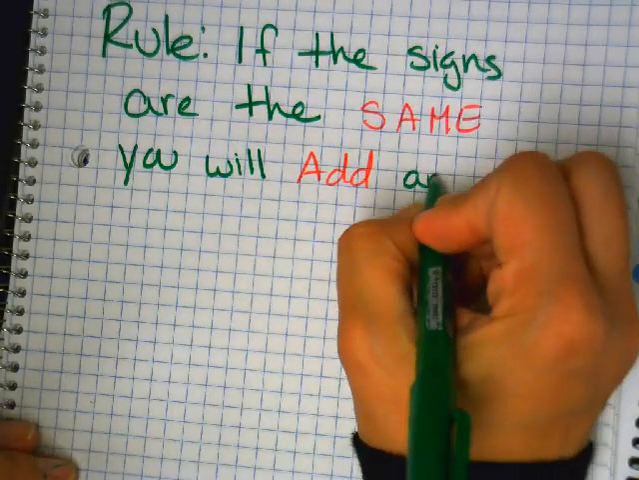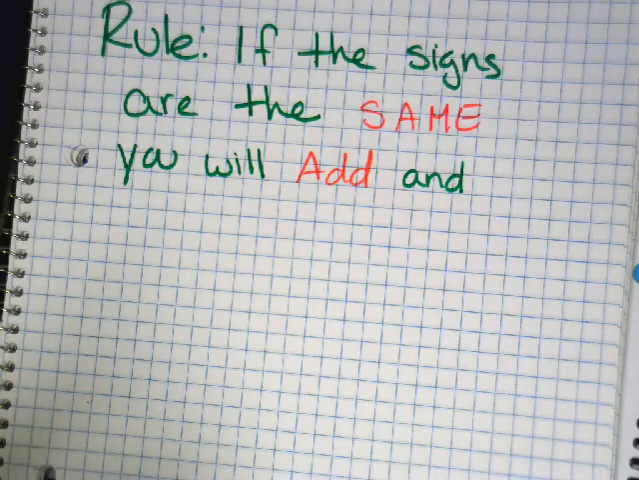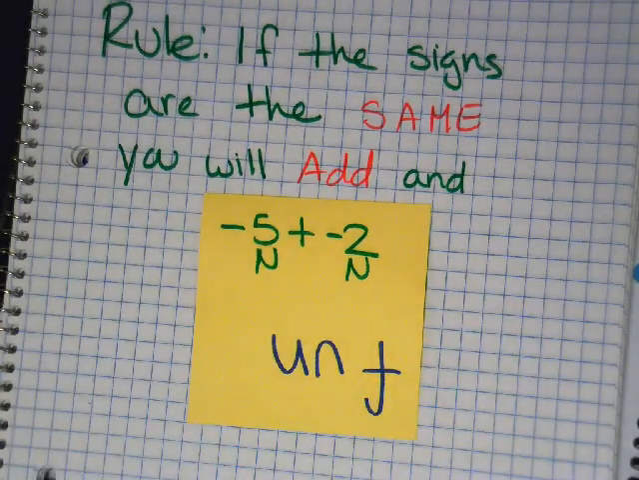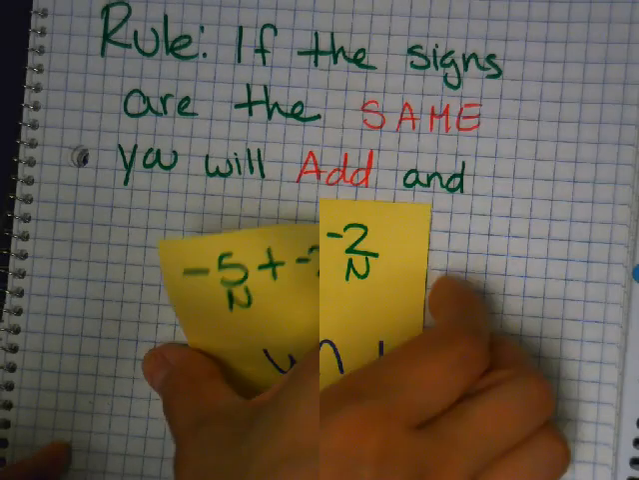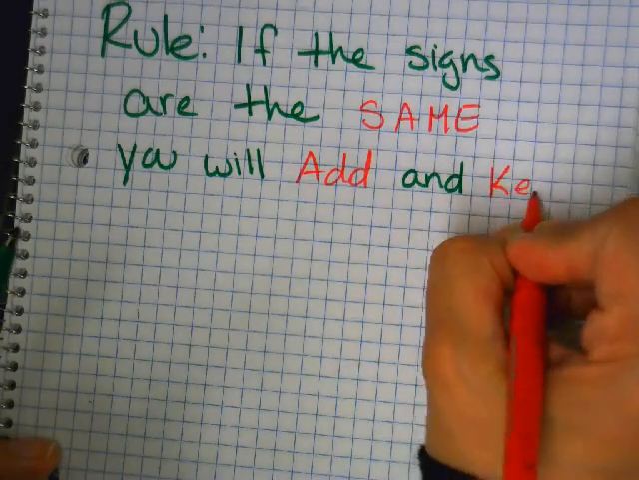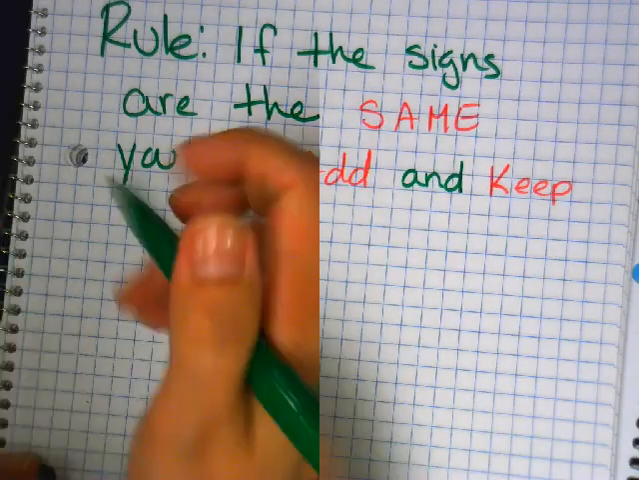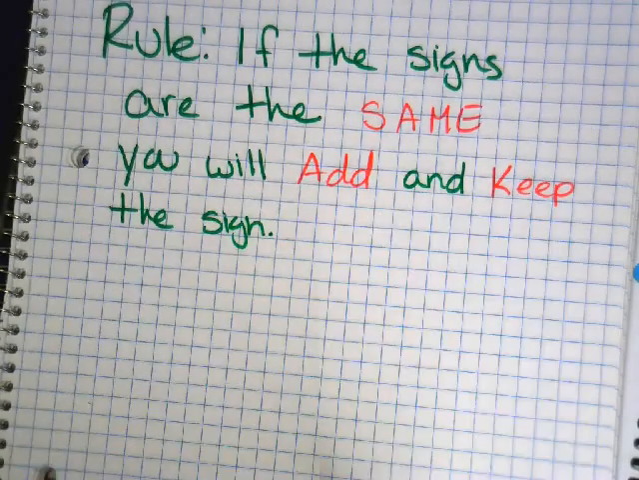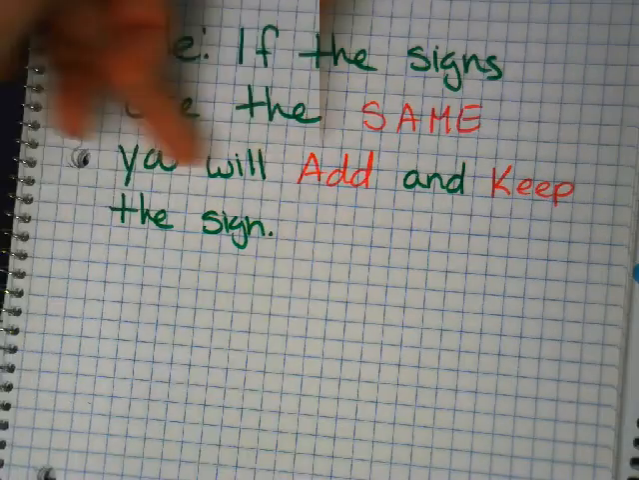And what do I do with the sign? So will this be positive 7? No. What is our answer? Negative 7. So what happens to the sign? It stays. Keep the sign. Okay? So if the signs are the same, you will add and keep the sign.